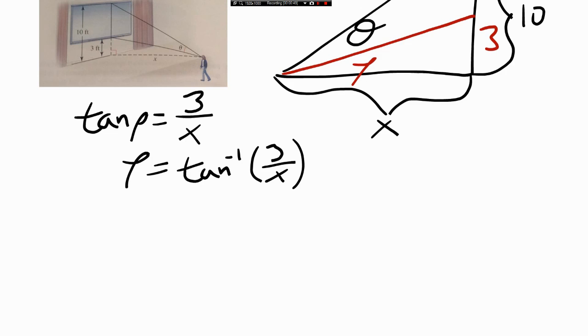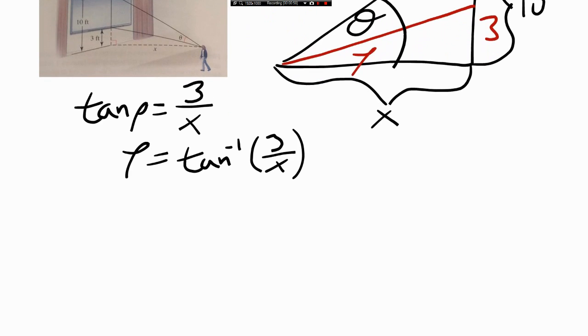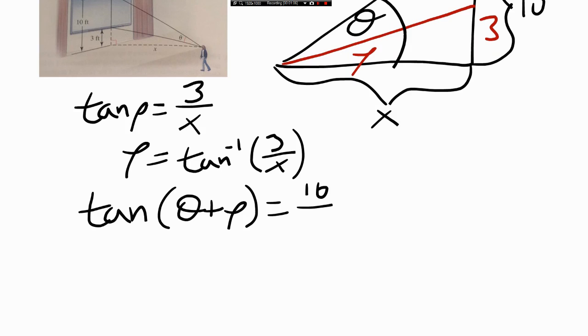Next, we need to find the sum of the two angles, and we have their opposite and adjacent, so it would also be a tangent of the sum of the two angles, which would equal 10 over x. That's a 10. Pretend it's 10.